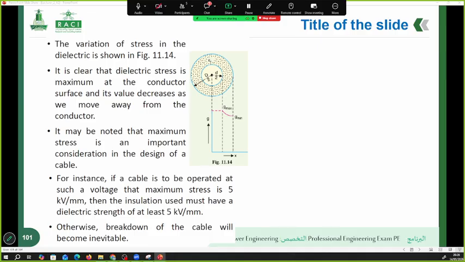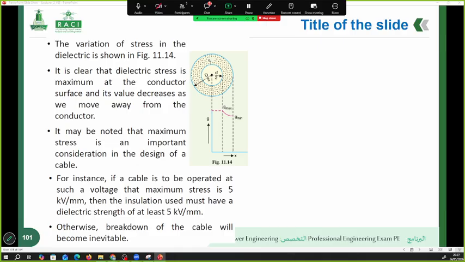The maximum stress occurs right at the conductor surface, and this is a very important factor in cable design. If the insulation is not able to withstand this maximum stress, the cable will fail, even if the average stress across the insulation seems acceptable.